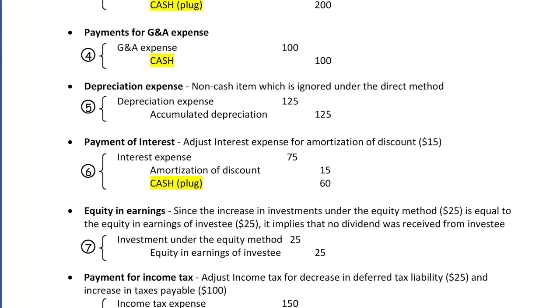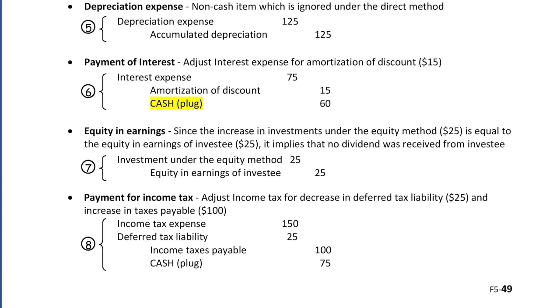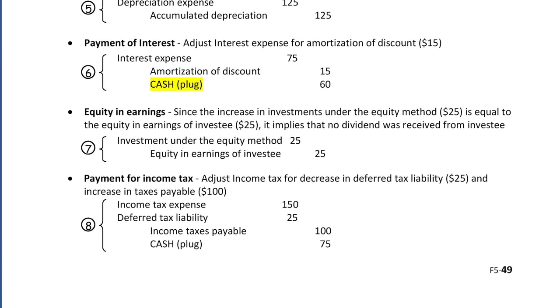The seventh journal entry, we're looking at equity in earnings. Now we saw that the equity in earnings number on the income statement was $25. But the investment number on the balance sheet also increased by $25. So you could say that all the earnings of the investee was recognized as equity in earnings and there was no dividend received, so no cash inflow there. So look at the journal entry. Investment increased by 25. Equity in earnings, that was credit 25. No cash inflow during the period.